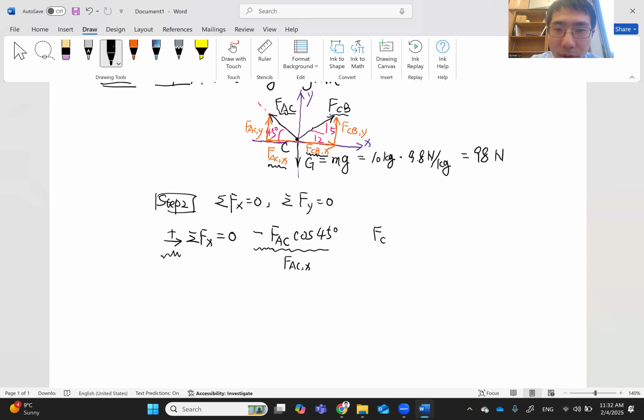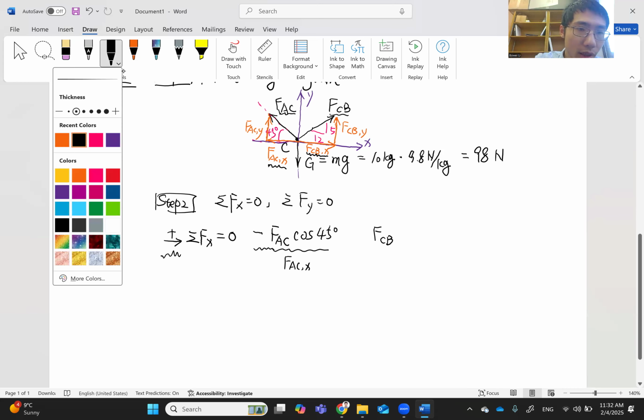And where the hypotenuse is FCB, okay? And FCBX is the base here. And how can we find out the base here? Okay, so now I'm going to draw an angle here.